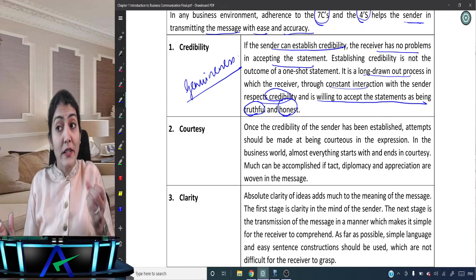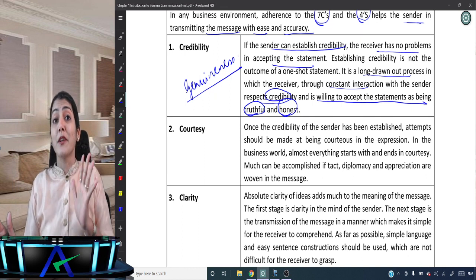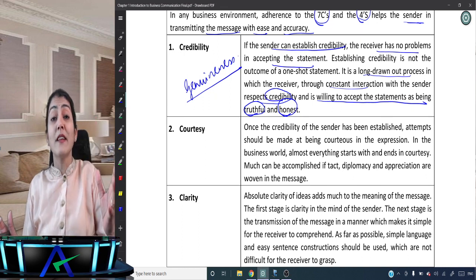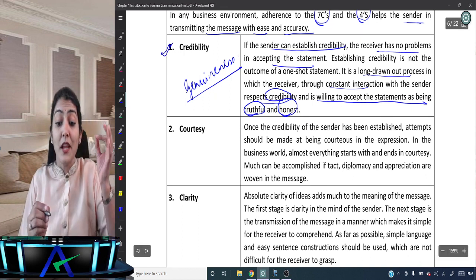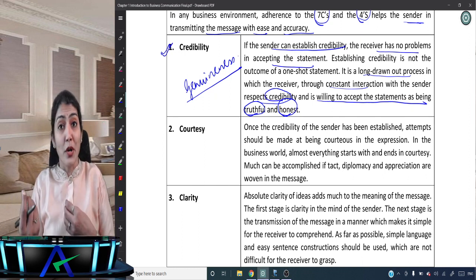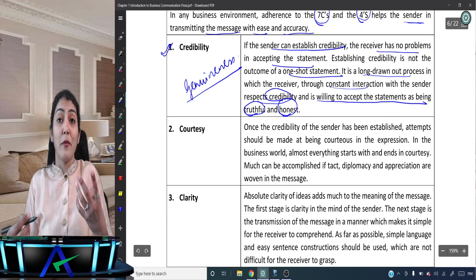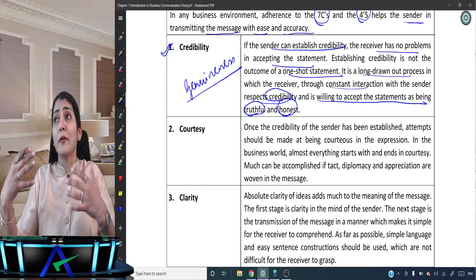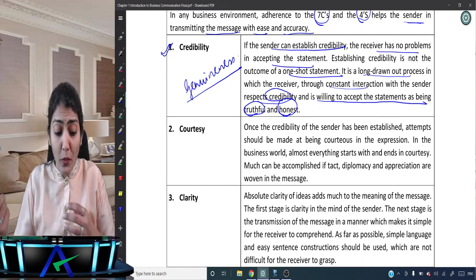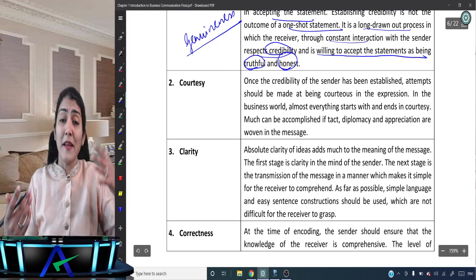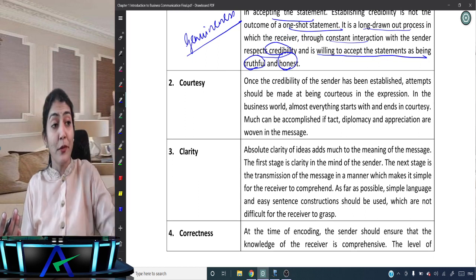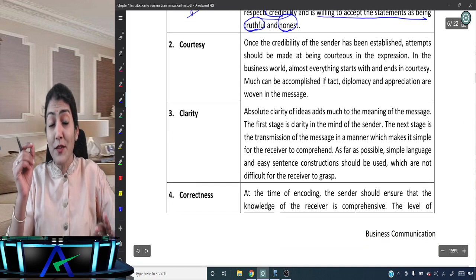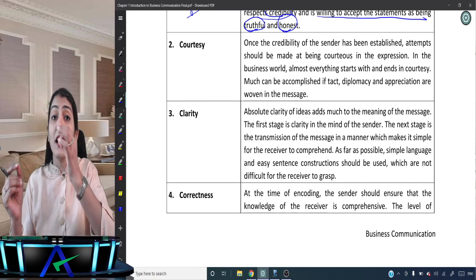So a very important principle of effective communication is to be truthful, to be honest, to say the correct, accurate thing, and to be honest in your communication. That is when you establish credibility. And credibility is not short term. It cannot be a one-shot statement, where I said it and you believed it. No, it is a long drawn-out process, and trust is built over a period of time. Previously you had some experience with that person, and when you communicated, you found that whatever this person says is true. So it's over a period of time. That's the first principle of effective communication: credibility.